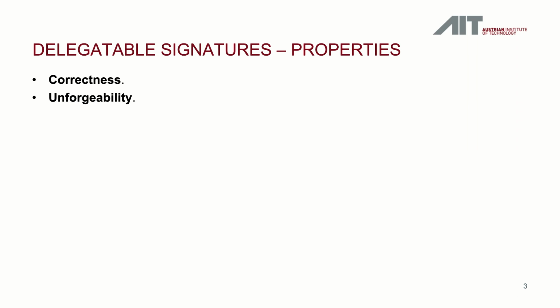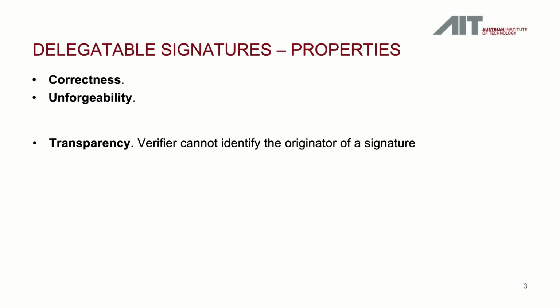The security properties that we typically require are as follows. First of all, correctness requires that if all parties behave honestly, then signatures should also always verify. Secondly, unforgeability requires that no party, neither knowing the user's signing key nor a delegated key, should be able to generate a signature that is accepted by the verifier. Typically, we also require transparency, saying that the verifier must not be able to identify the originator of a signature. So from a verifier point of view, signatures issued by the user and by the delegate should be indistinguishable. And then the literature defines several other security requirements, such as accountability or immutability.